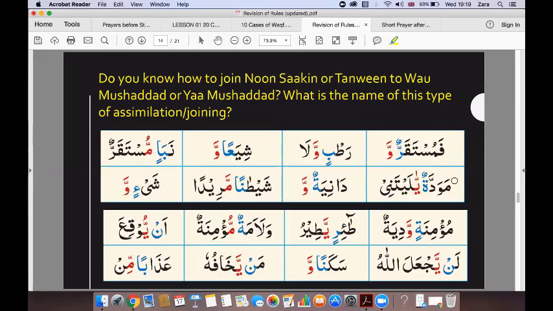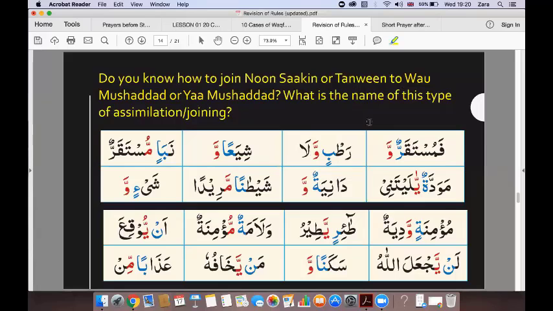So your question is regarding 2 letters over here. So this slide is about, again, Nun Sakin and Tanween, this time with Waw Mushaddad and also with Ya Mushaddad. So your question, let me just double check. Okay, so you don't have a question. I'm just going to ask you to read the actual examples, and then I'll bring on N455.